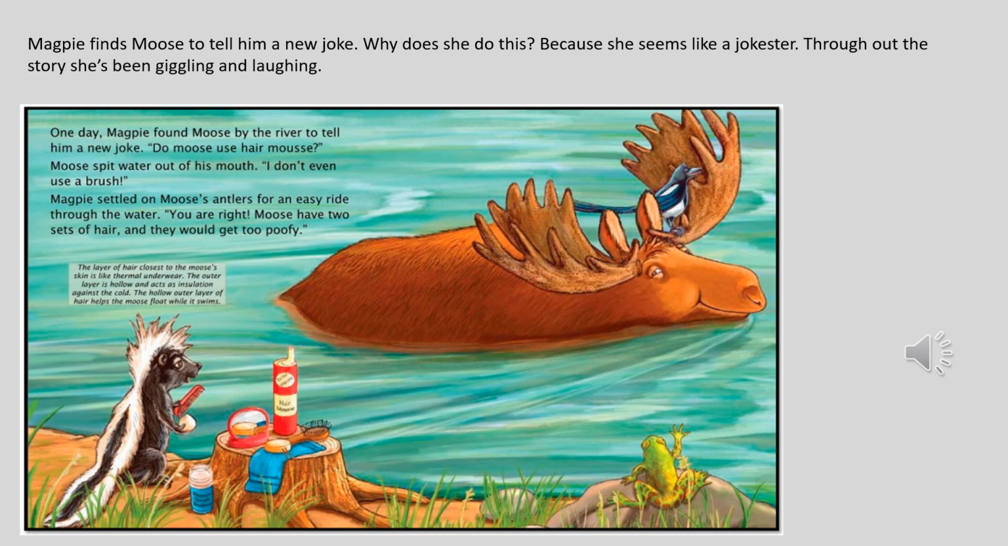So first I need to think, what does the character do? And on this page, Magpie finds Moose to tell him a new joke. So now I need to think to myself, but why does she do this? And I think it's because she seems like a jokester. I say that because early in the text, she tells a joke and she's always giggling and laughing.